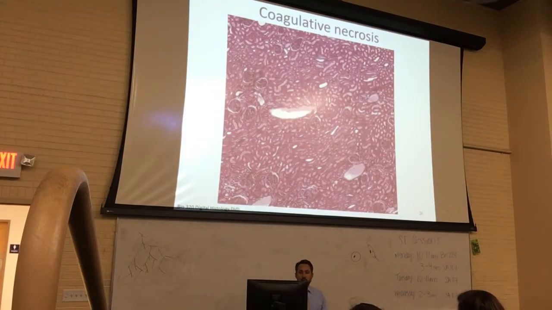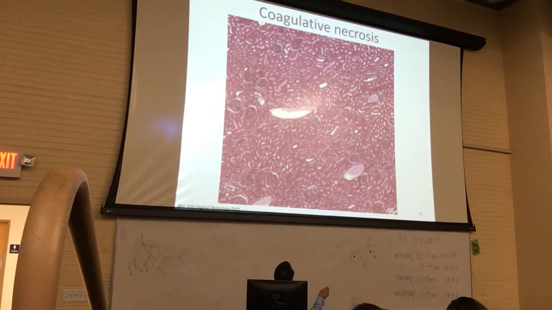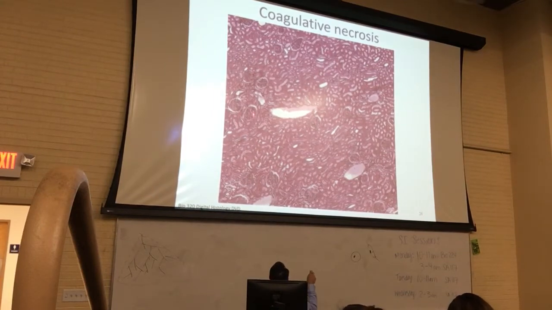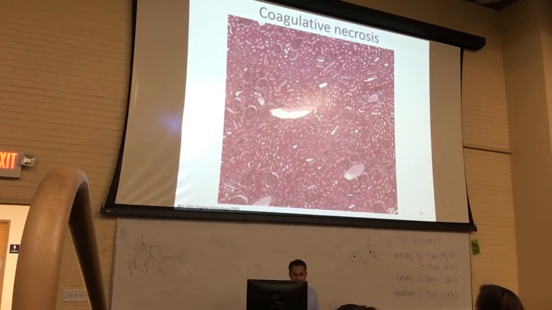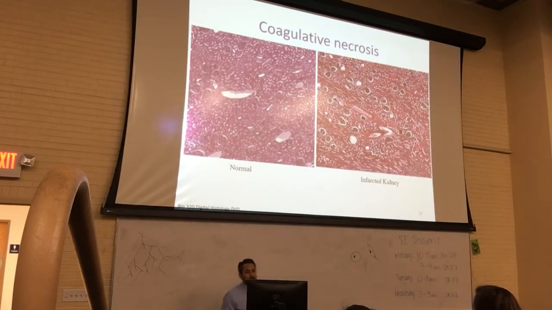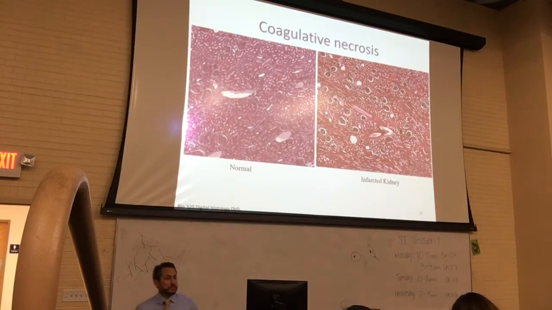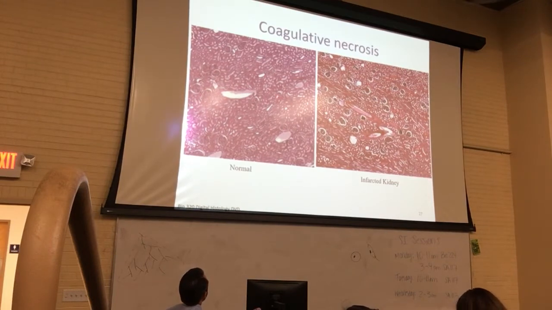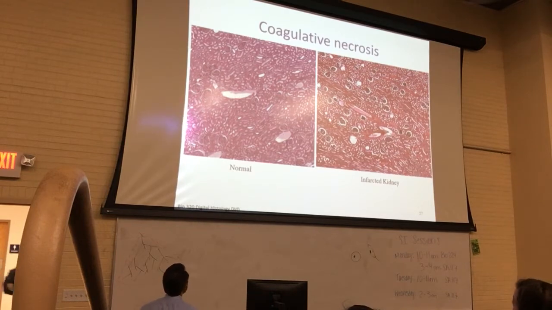Here's what a normal kidney looks like, and you can see that the glomeruli are nice and delineated. Here they are side by side. So you can appreciate the difference between an infarcted kidney on the right and a normal kidney glomerular architecture on the left.